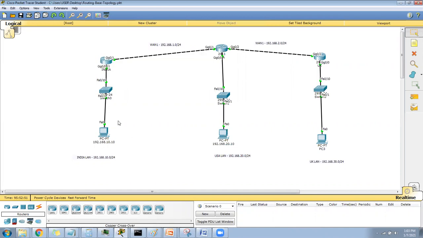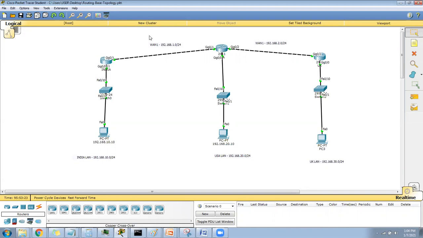Basically we have the India office, the USA office, and the UK office. India LAN is 192.168.10.0. You need to memorize this diagram. India LAN is 192.168.10.0, USA LAN is 192.168.20.0 and UK LAN is 192.168.30.0. Clear? Then WAN: India to USA, the WAN link is 192.168.1.0, and we have given 1.1 here and 1.2 here.